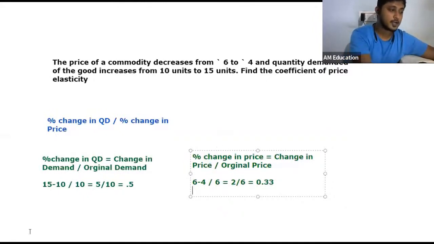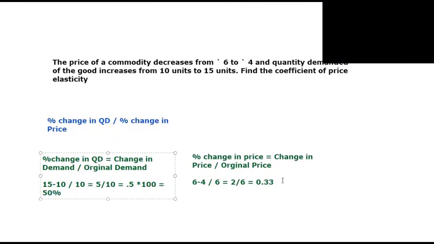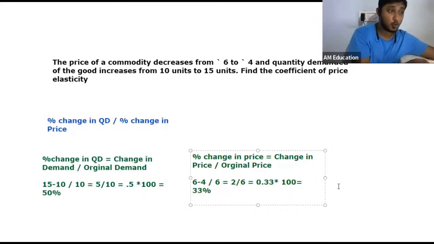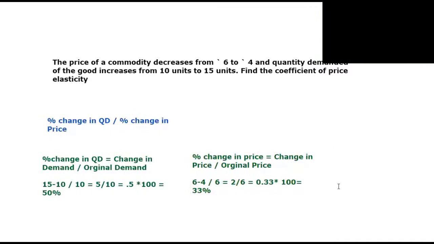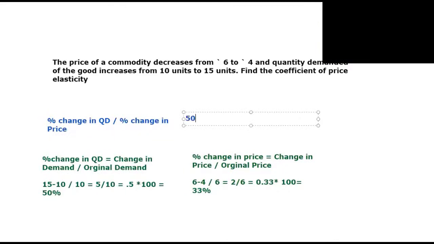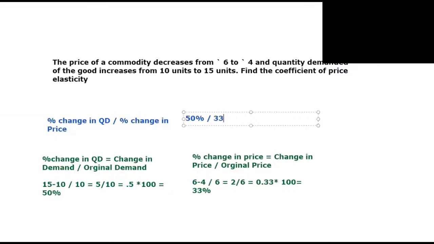0.5 is 50%, no, because we didn't multiply by 100 here, right? So if we multiply by 100, 0.5 becomes 50. The same way, 0.33 into 100 is 33%. Exactly. So what do we have to find out? The percentage change in demand by percentage change in price, right? So the percentage change in quantity demanded is 50% divided by 33%, which equals 50 by 33, 1.5.